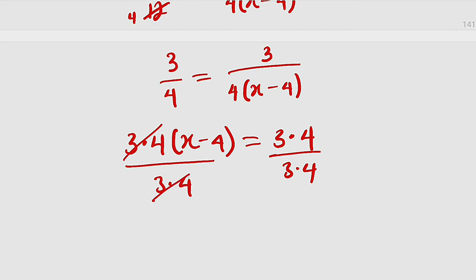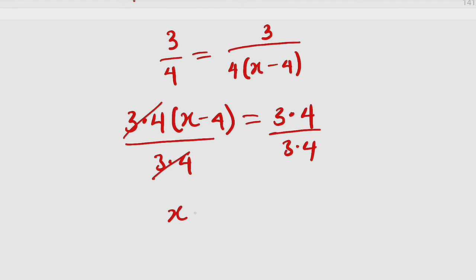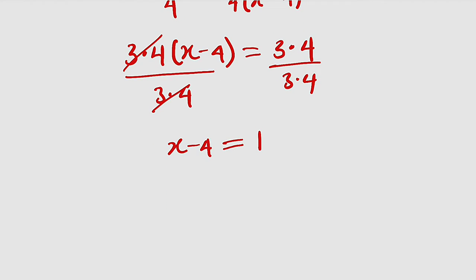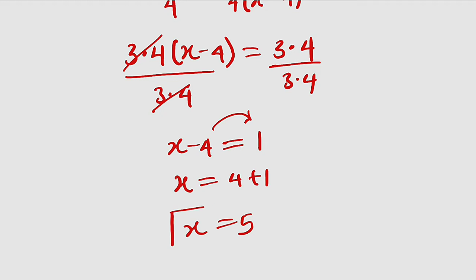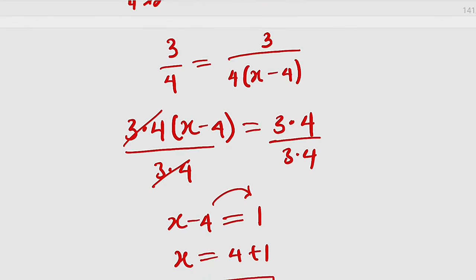So that this and this will cancel. We only have x minus 4 on the left, and this is equal to 1, because they are exactly the same. As you take this 4 to the other side, it becomes positive. So x equals 4 plus 1, and finally, x equals 5. And 5 is the solution to this problem.